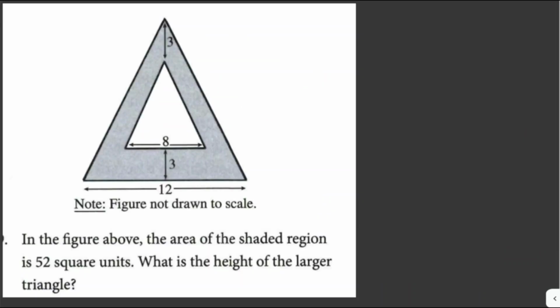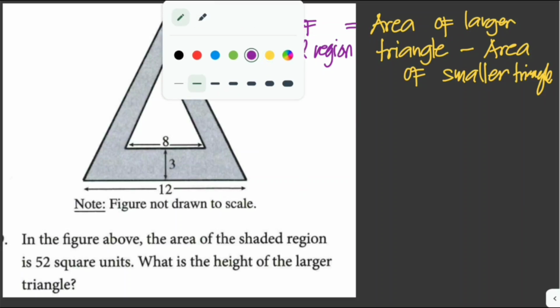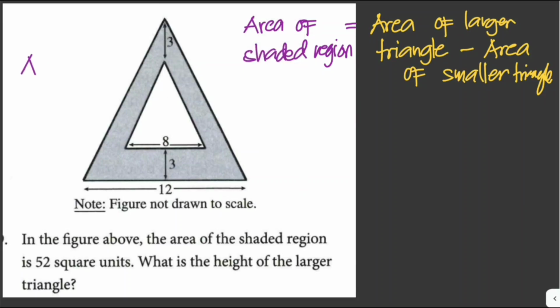In the figure above, the area of the shaded region is 52 square units. What is the height of the larger triangle? So the area of the shaded region is just equal to the area of the larger triangle minus the area of the smaller triangle.